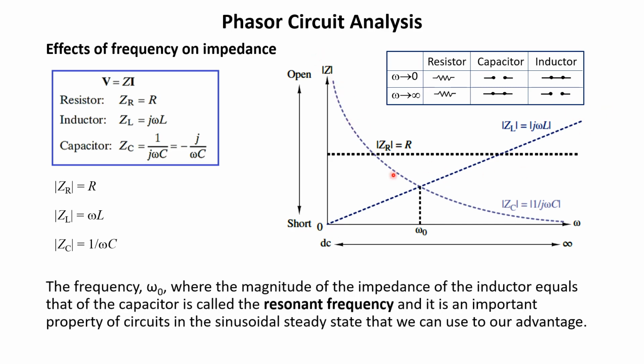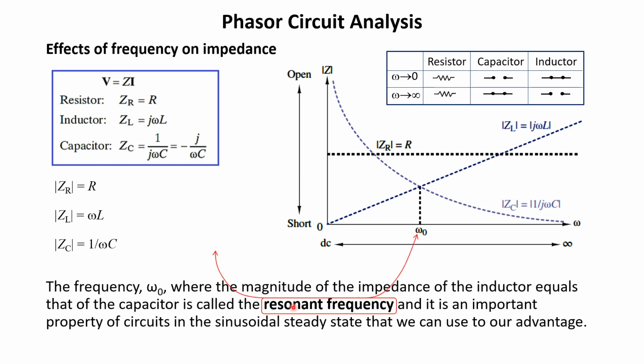Now, this is Z_C and this is Z_L. When the magnitudes of Z_C and Z_L become exactly the same, this is the intersection over here, and it occurs at a frequency that has a significant role in circuits and in systems. This frequency, where the magnitude of the impedance of the inductor equals that of the capacitor, is called the resonant frequency, and it is an important property of circuits in sinusoidal steady state that we can use to our advantage.